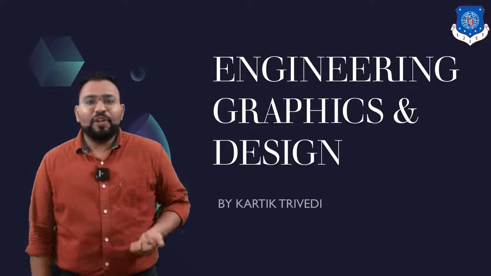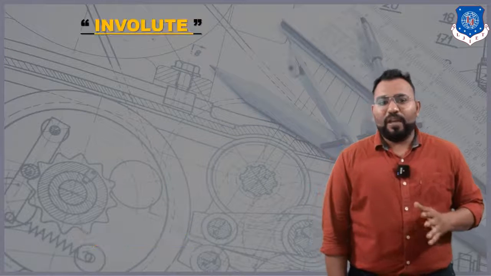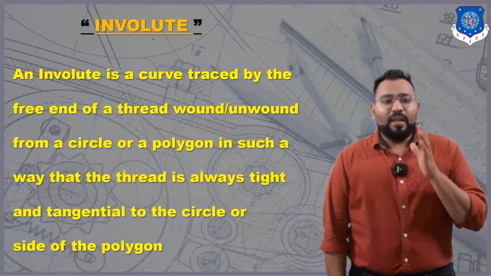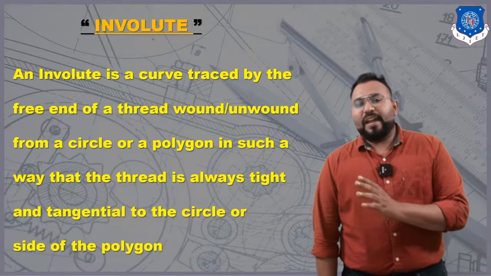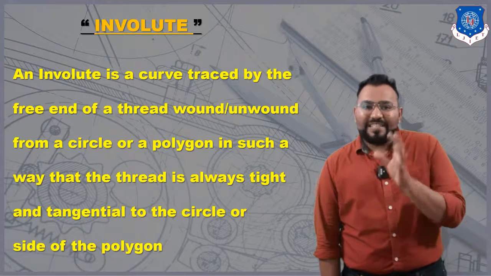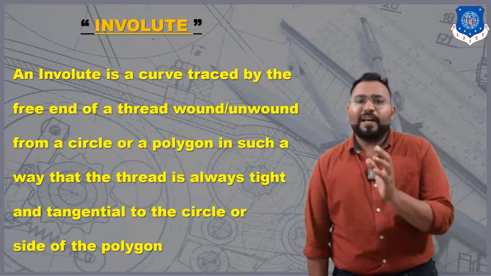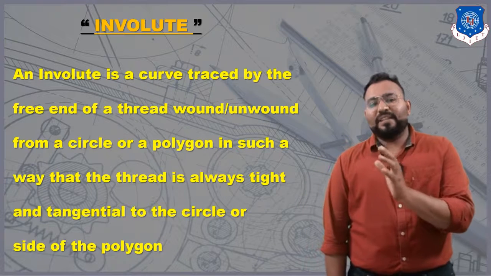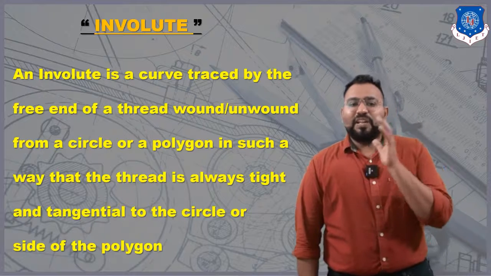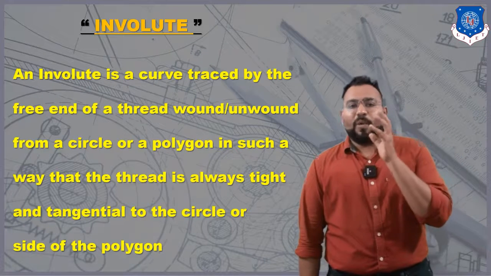So in today's video, we're gonna see about involute. So first we're gonna define what is involute. Involute is a curve traced by the free end of a thread when it is wound or unwound from a circle or a polygon in such a way that the thread is always tight and tangential to the circle or side of the polygon.